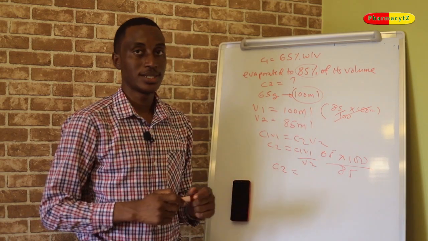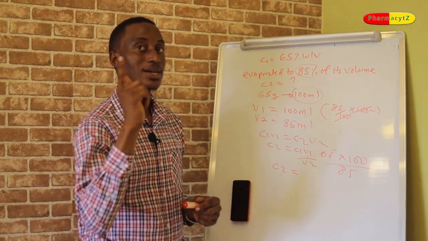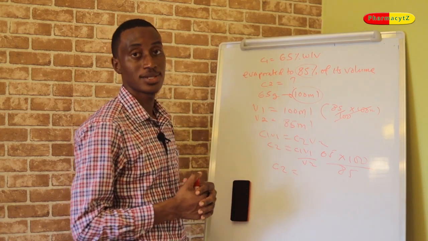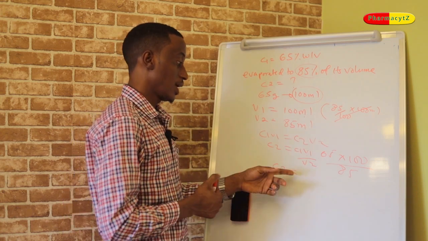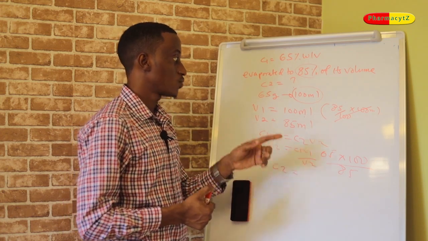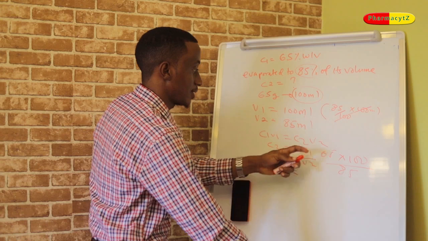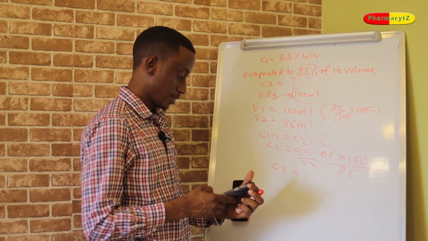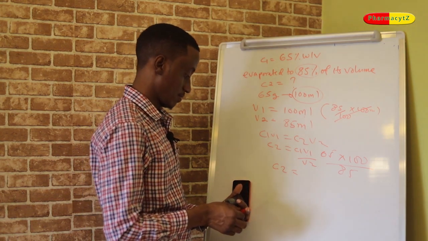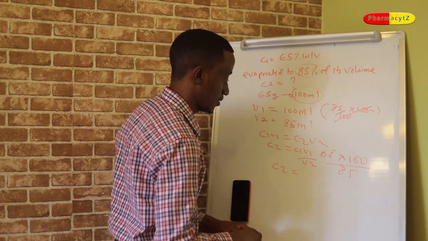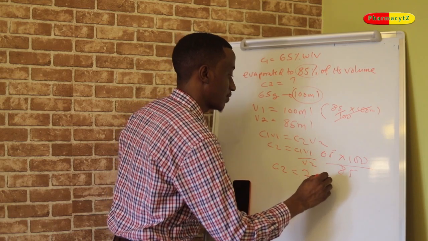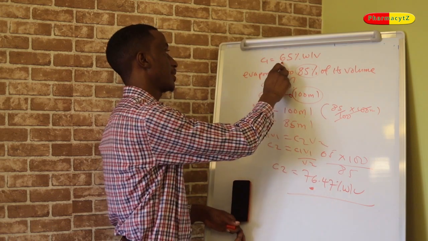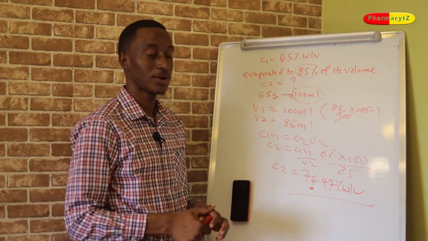Mind you, I told you that during evaporation, concentration 2 will increase and volume 2 will decrease. You can see volume 2 is 85 while volume 1 is 100 during evaporation. So concentration 2 is expected to be higher than 65. Let us see. That is 6500 divided by 85. That is 76.47, 76.47 percentage weight in volume. You can notice that concentration 2 is higher than concentration 1 because of evaporation.